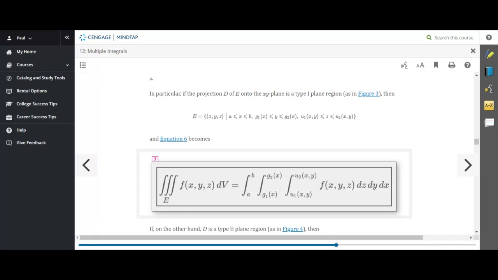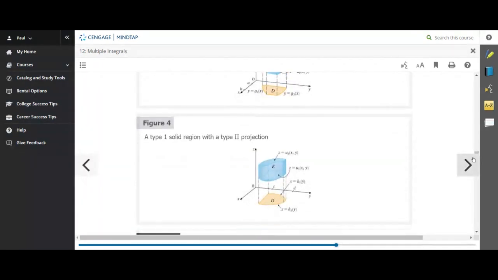However, you could have a situation where in figure 4, you have a type 1 solid region, but when you project the solid down into the xy plane, you have a type 2 region. Remember, region D from section 12.3 in the xy plane can be a type 1 or a type 2. Type 1 is when the region D is bounded above by a function above and a function below. Type 2 is when the region D in the xy plane is bounded on the left by a function on the left and a function on the right.